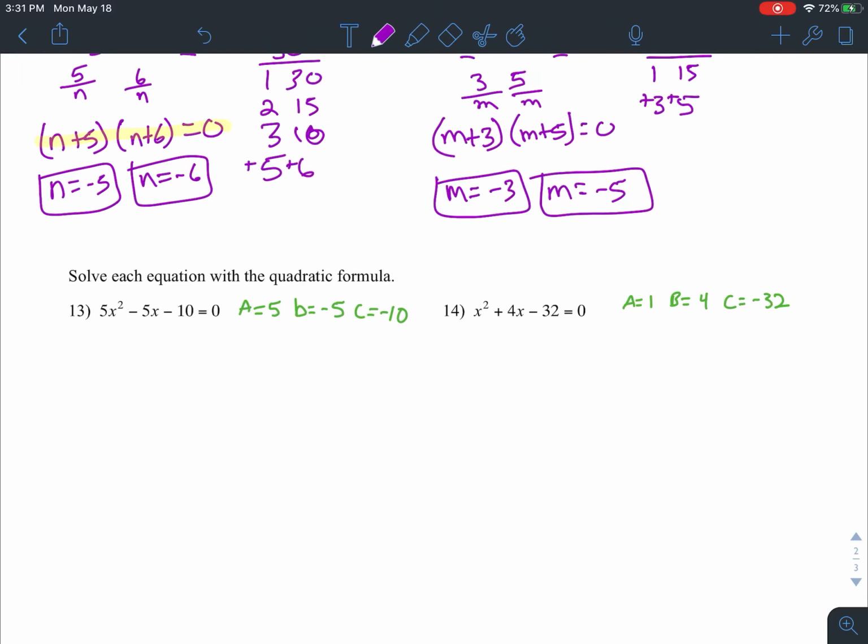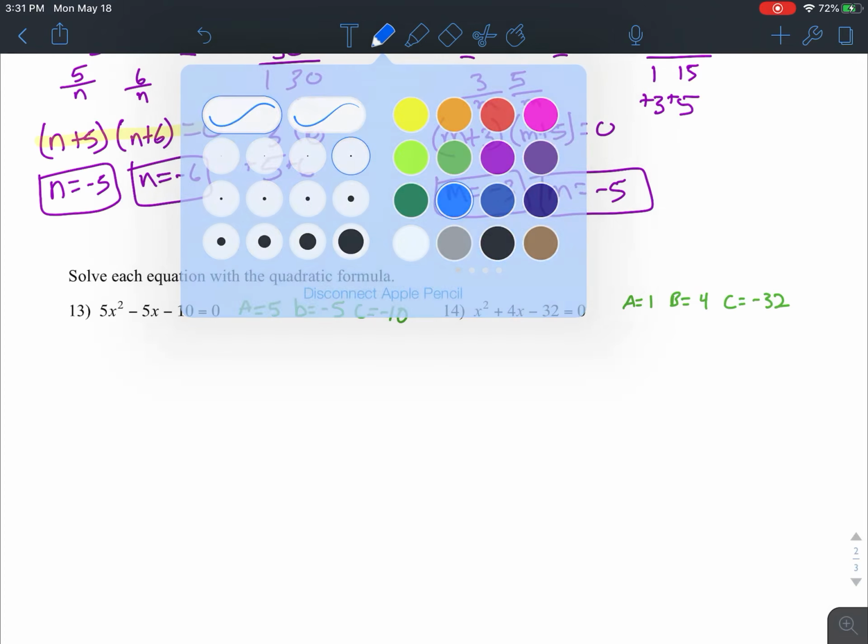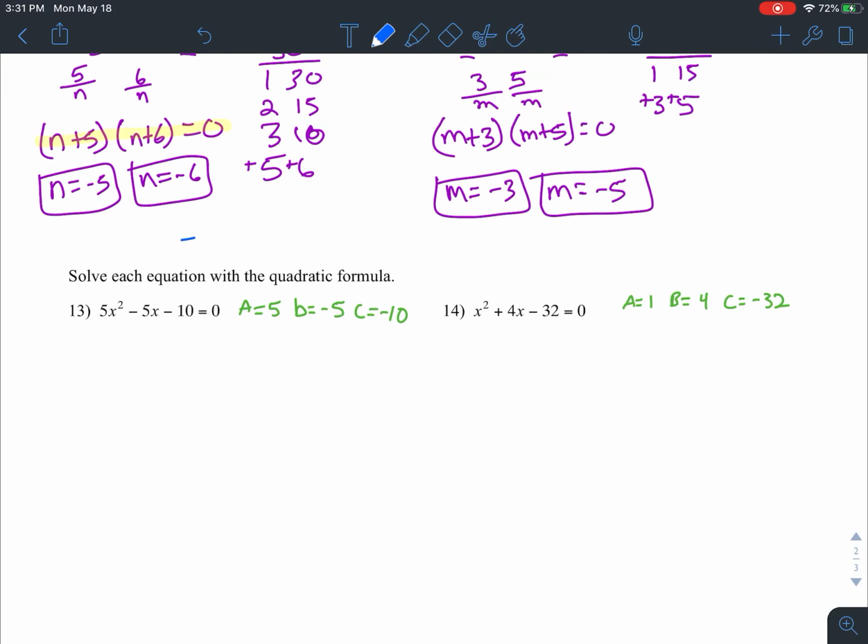Remember, this is what we call the quadratic formula. And remember, the formula is the opposite of b plus or minus the square root of b squared minus 4 times a times c all over 2 times a. Now, I already went ahead and labeled my a, b, and c for each problem, and then we're going to go through and solve it. Okay, so I'll plug it in.